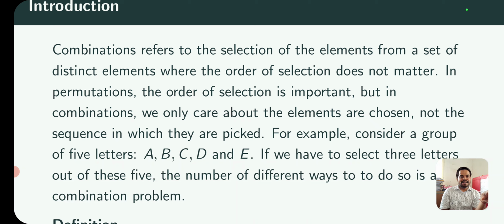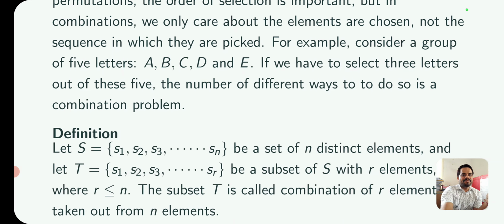Consider the 5 letters A, B, C, D and E, and the number of different ways to select letters from them. This is a combination problem. We just have to select the letters from these 5 letters, and the order of selection does not matter. That is why we can see here how combinations differ from permutation. Before that, we will see the definition of a combination.